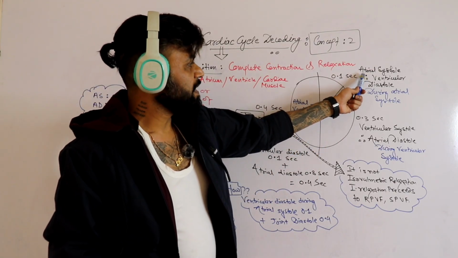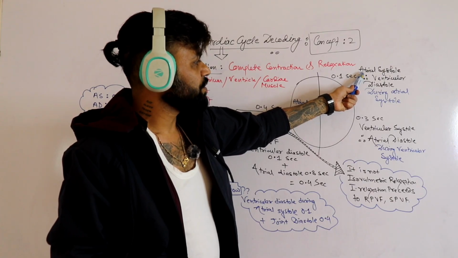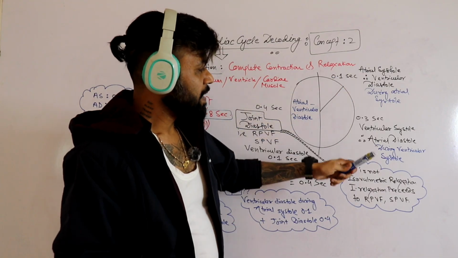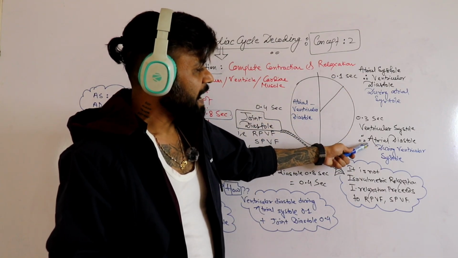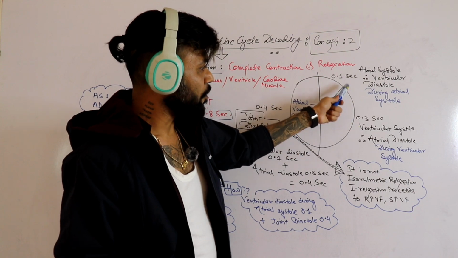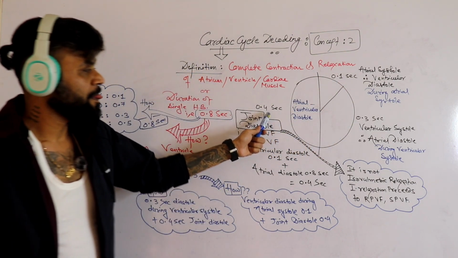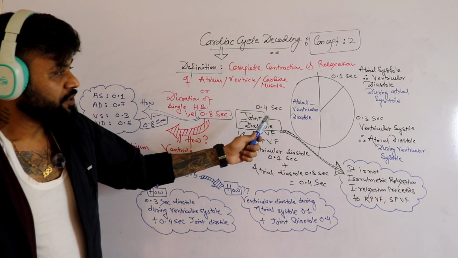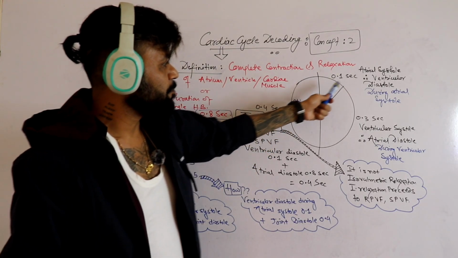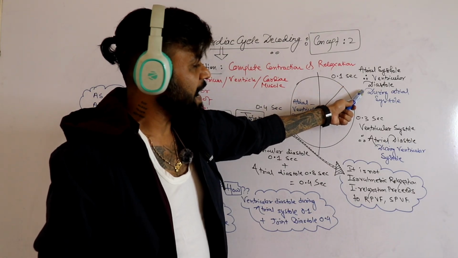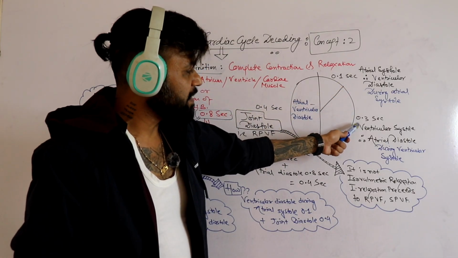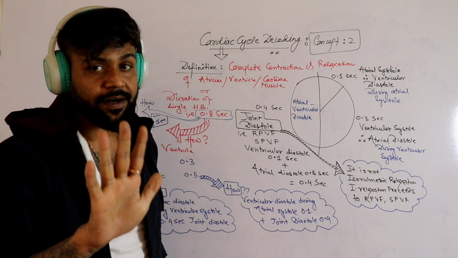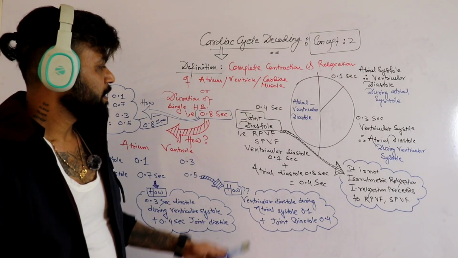See this over here. When the atria is under systole, the ventricle was in diastole. That is 0.1 second. That is one. And when the ventricle is under systole, the atria was in diastole. That is 0.3 seconds. So 0.1 plus 0.3, how much does it become? 0.4. Did you get this point or not? So this 0.4 second is this 0.1 second of ventricular diastole during atrial systole, and 0.3 seconds of atrial diastole during ventricular systole. It makes 0.4 second, which is called joint diastole. Now come to the next part.